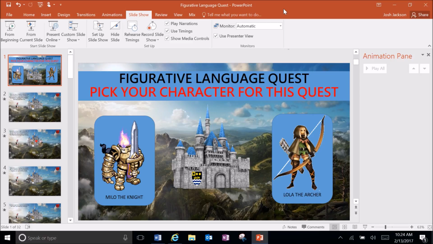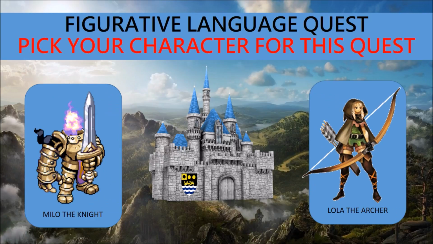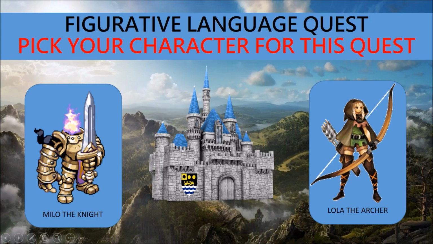Good luck. To begin, the first thing you need to do is to move your mouse over to From Current Slide. From here, you get to choose whether you want to be Lola the Archer or Milo the Knight. Simply click on the character that you would like to be.